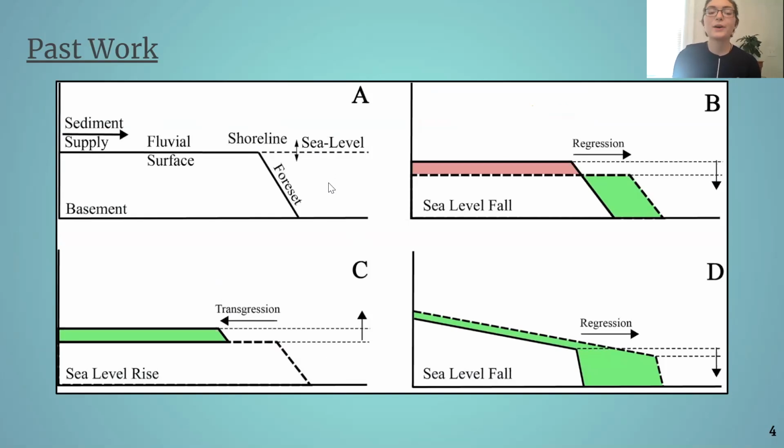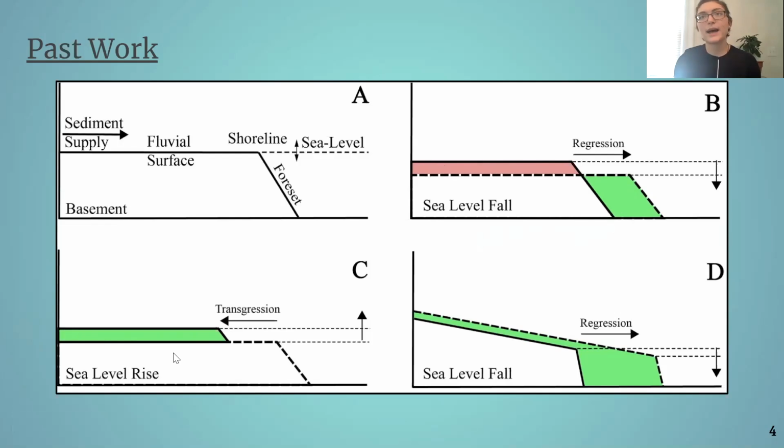So, early sequence stratigraphers assumed that the fluvial surface was flat. So during sea level fall, there would be regression, where the shoreline would move out. The river would then erode sediment off the top of the fluvial surface and deposit it at the foreset. During sea level rise, transgression would occur, where the shoreline would move landward and there's only room for deposition on the fluvial surface. This is early work.